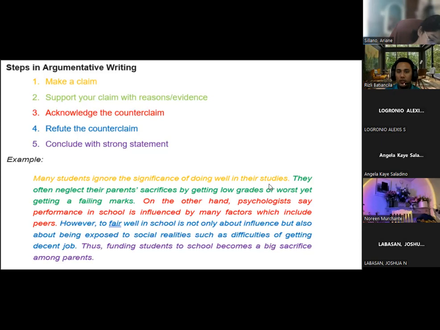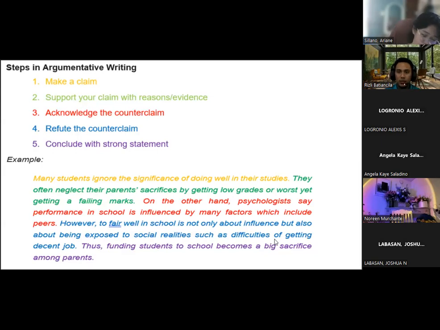Now, once you have acknowledged the counterclaim, now this is your paper, you must refute the counterclaim. Okay, so refute na the counterclaim. However, so meron tayong signal dito, a signal word of however. Okay, so that is a sign of refuting na the counterclaim. Now, to fare well in school is not only about influence, but also about being exposed to social realities such as difficulties of getting a decent job. Okay, so yun yung kanyang refutation ng counterclaim.